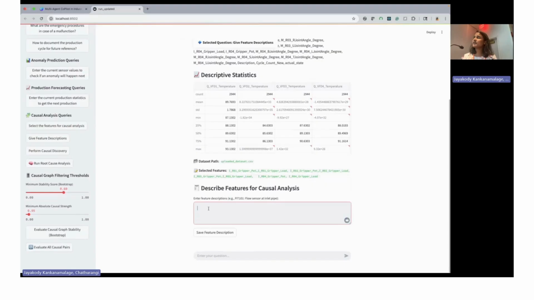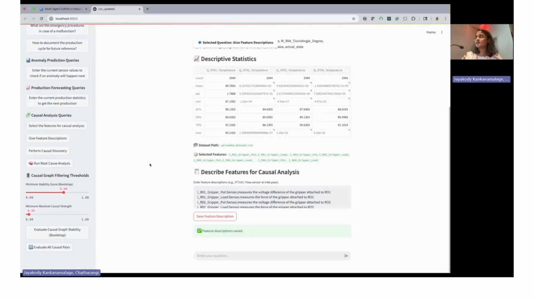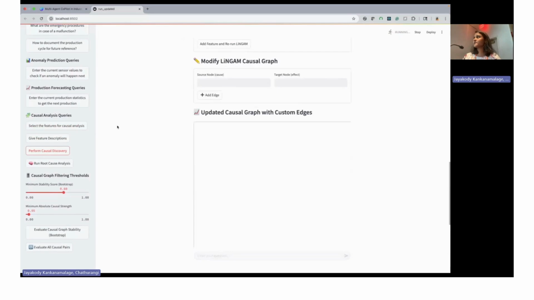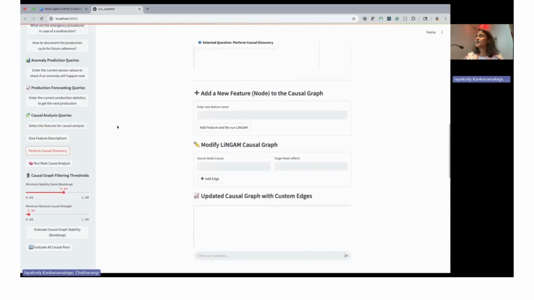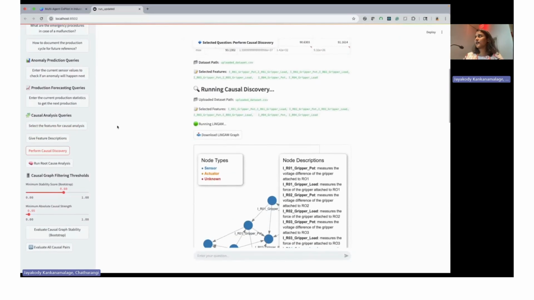So the user can select these variables, and then he can give the descriptions and the type of these variables. Here I'm giving the variable name and the type, whether it is a sensor or an actuator, and the function of this particular sensor. Then he can save this as well, and then he can enter the causal discovery process, where it will run the causal discovery algorithm.